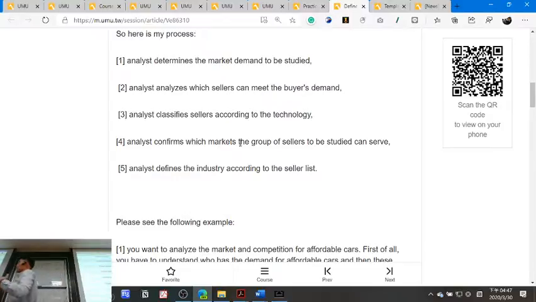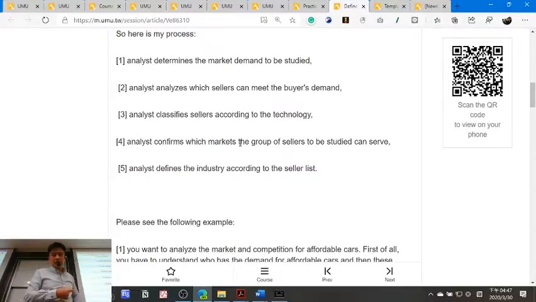And the way to make Red Bull is very different from making coffee. So it will not be a direct competitor to the coffee, but it can be a very good substitute. So we will classify sellers according to their technology. Those sellers that use different technology can be the substitute. All right, that is step 3.